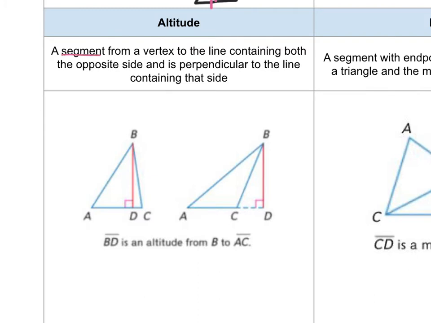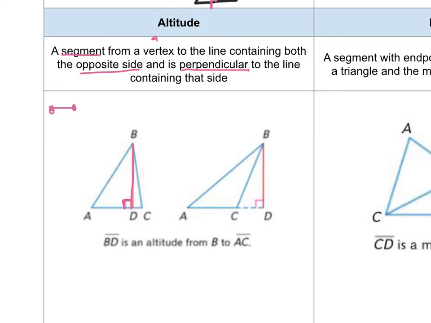An altitude is going to be a segment from a vertex to the line. Vertex, remember, is the point of a triangle, to a line containing the opposite side and is also perpendicular to the line containing that side. What it looks like in a picture, we're told we have triangle ABC. BD, in this case pink, is going to be the altitude from B to AC.